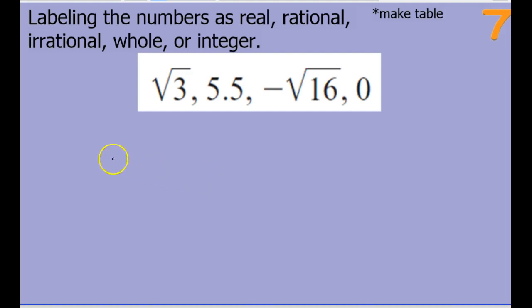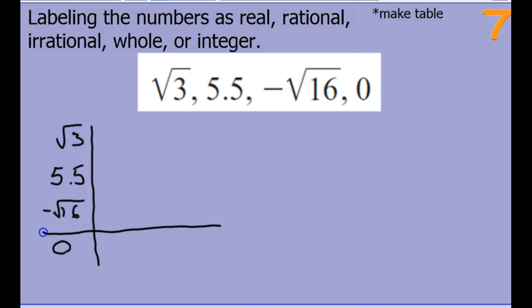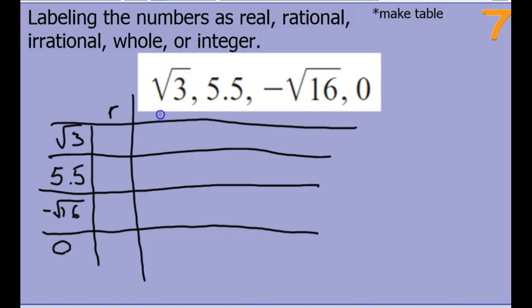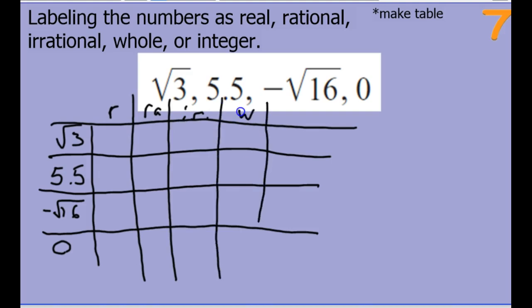Here we are going to label the numbers as real, rational, irrational, whole, or an integer. So we're going to create a table. We're going to have the square root of 3, 5.5, negative square root of 16, and 0. So if we create our table here, on the top we're going to have real, rational, irrational, whole, and integer.